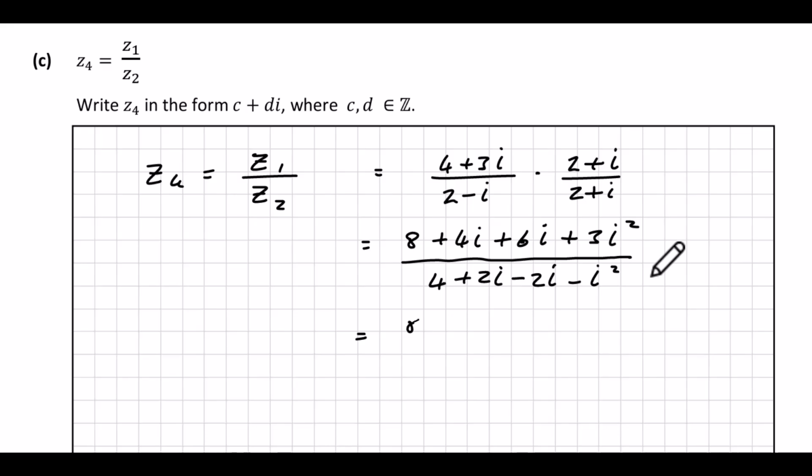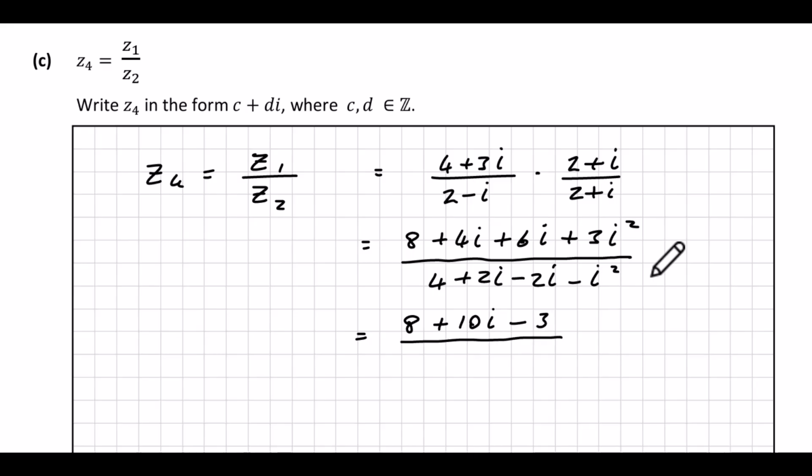On the top we've got 8, and we've got 4i plus 6i, so that's plus 10i. And then we have 3i squared. Well, i squared, we were told at the very beginning, is minus 1. So we're multiplying plus 3 by minus 1, so that's just minus 3.